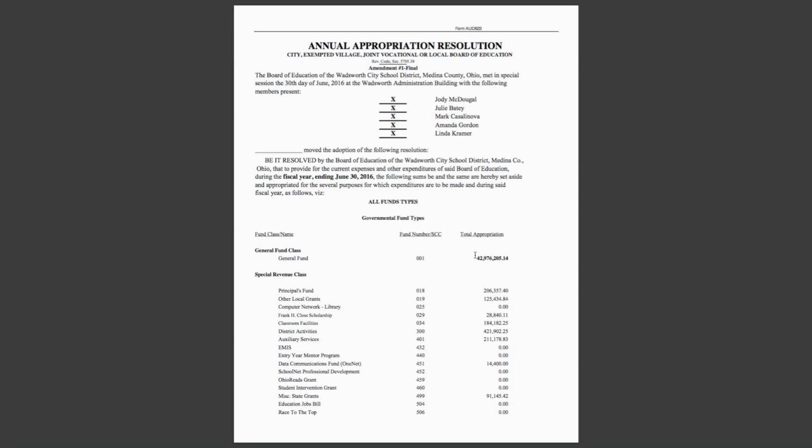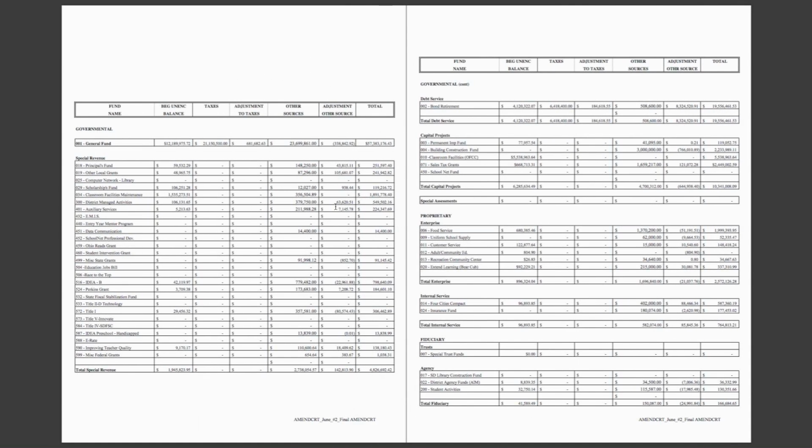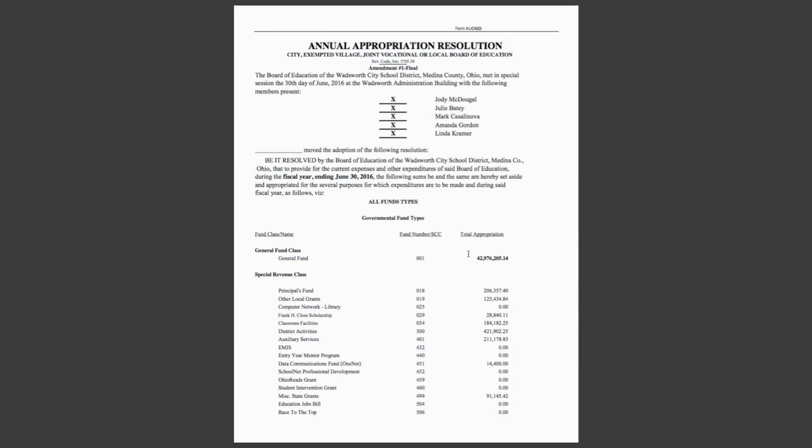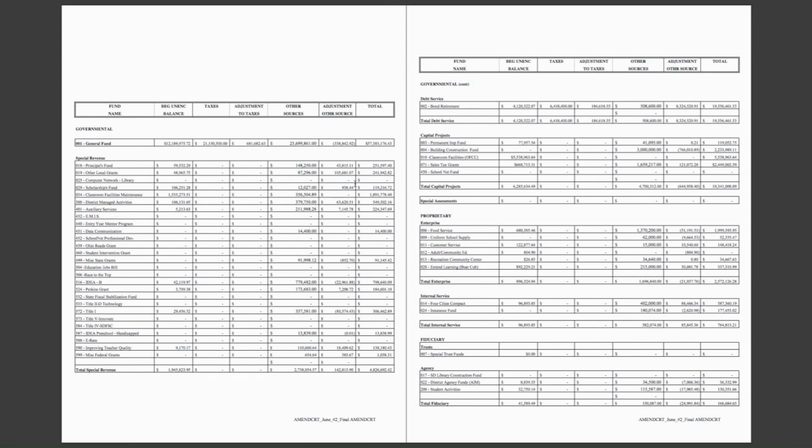Probably the most important thing to know is our total appropriations on the annual appropriation resolution can never exceed, at the fund level, the certificate of revenue or the certificate of estimated resources that we went over on the first document. So if we go back over to the certificate, again, the general fund, we have $57.3 million available. We go back to the appropriation resolution, we've appropriated 42.9. So this number always needs to be less than what's available at each fund level. So again, 018 fund, $206,000 appropriated. We go back, we have $251,000 available.